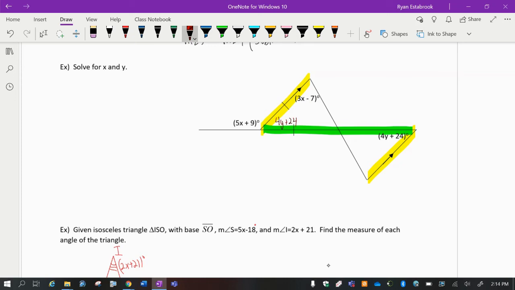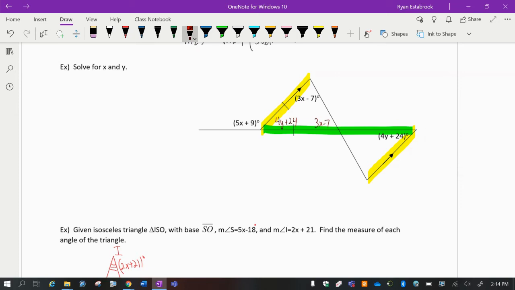Okay. What else do we know? This is 3x minus 7. These two sides are congruent to each other, so this is going to be equal to 3x minus 7. Now inside of this triangle, we have these three angles adding up to 180 degrees.